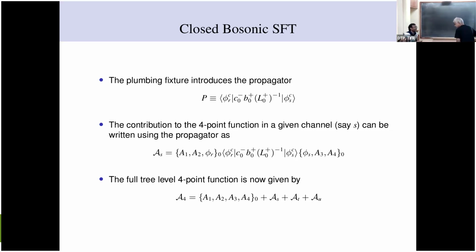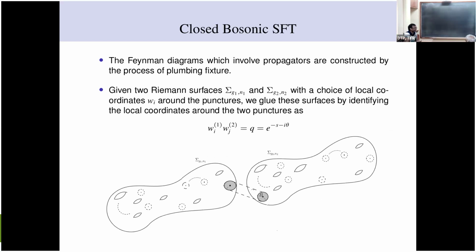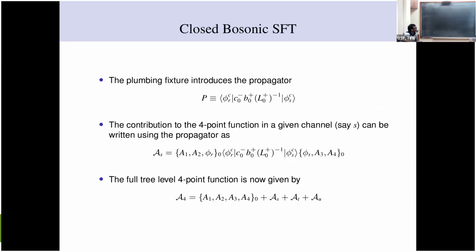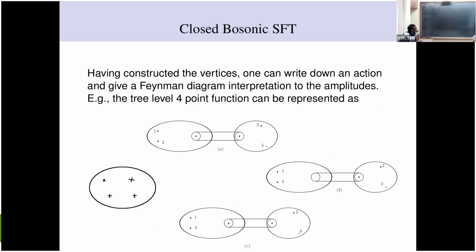I'm a bit confused. Do you integrate over S, or do you just keep it fixed because it's one choice of coordinates? No, we integrate over it because it's part of the moduli of the resulting surface. Oh, I mean S channel meaning you have K1, K2 separated and then K3, K4 separated. You can do a similar thing with A3, but that will be some different channel. This is this channel, but the thing that you insert in the middle will be the same. That will be the propagator.